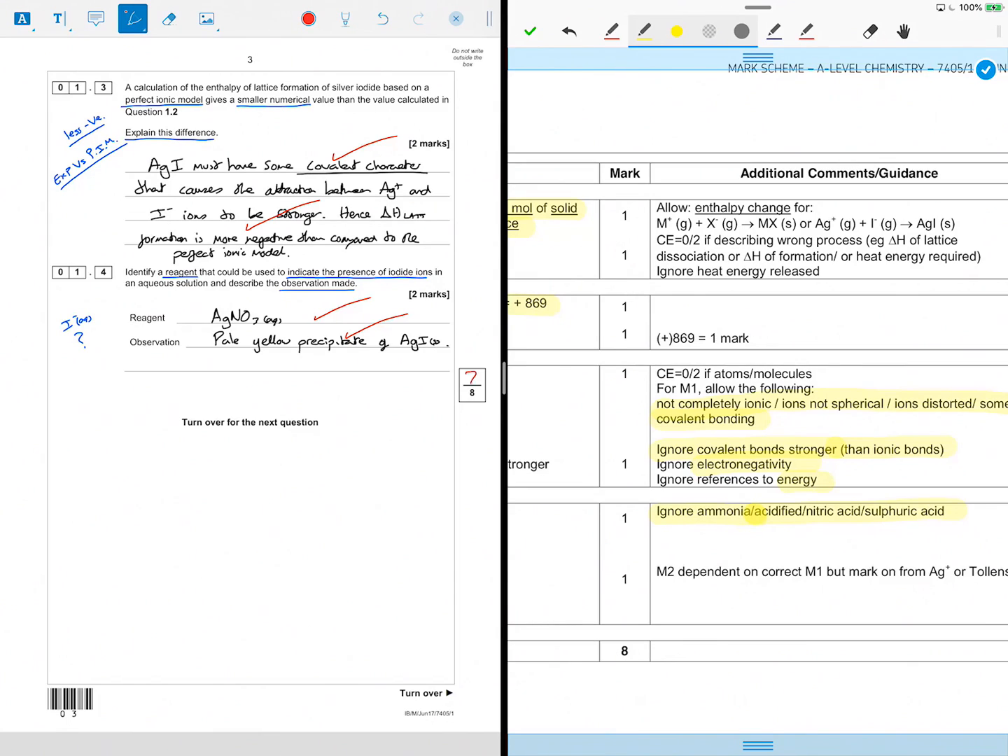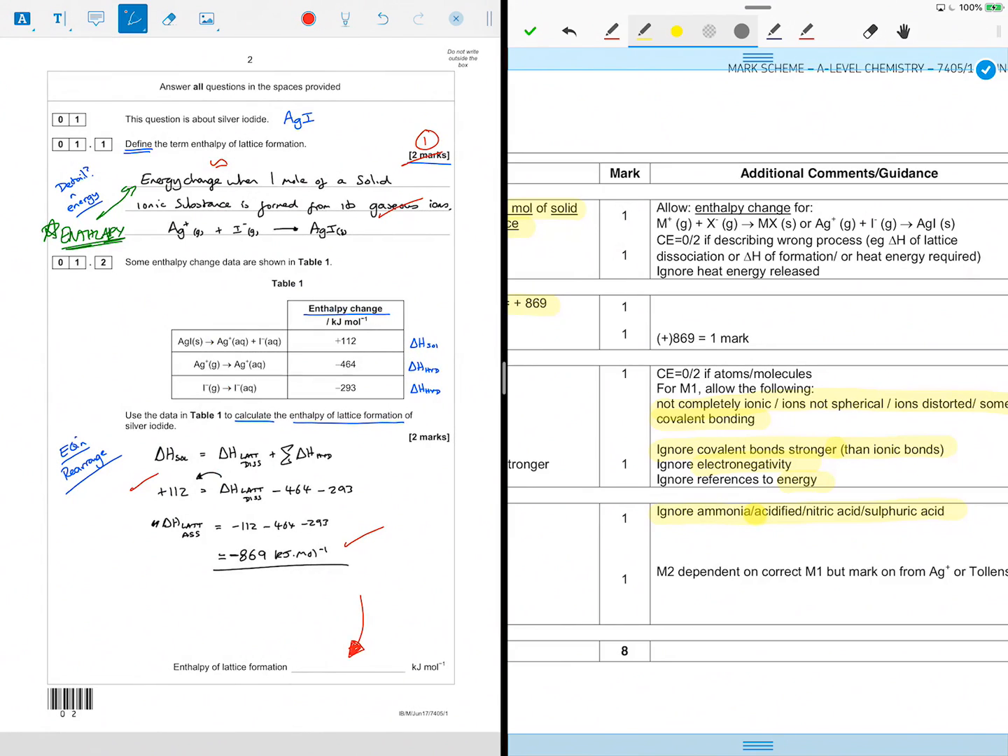So I got 7 out of 8 on that, which is a little bit annoying. So enthalpy instead of energy. I should have known that because you know what, the word enthalpy is in the question. So yeah, lesson learned on that one. I will not do that again.